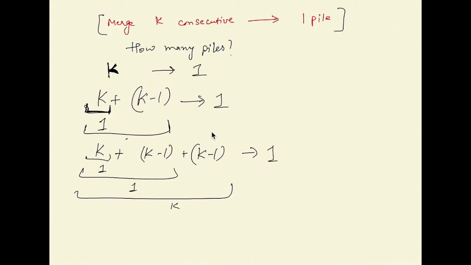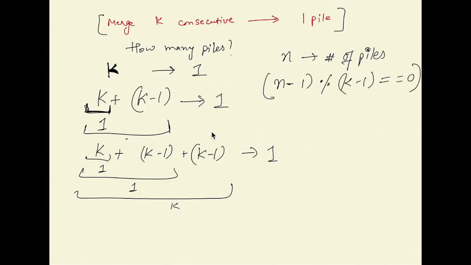So the thing is that, let's say if n is the total number of piles, then if (n minus 1) modulo (k minus 1) is 0, only then we can get a valid answer. Otherwise, if it's not 0, we return minus 1, because we can't merge k consecutive piles again and again to get a single pile.